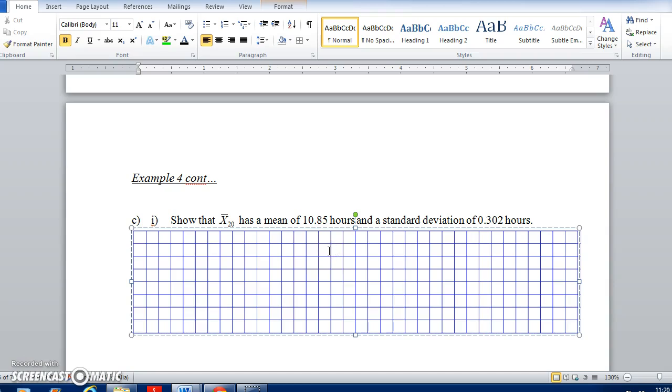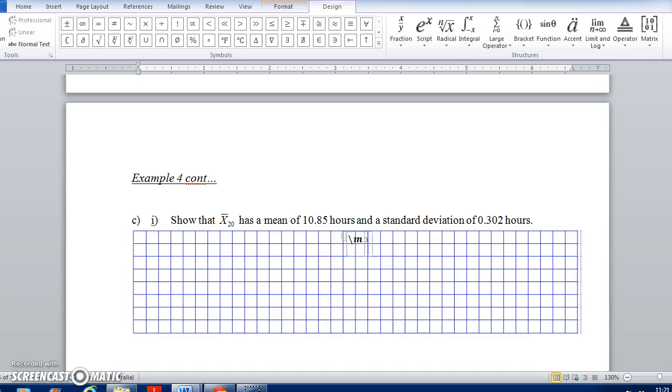So we need to show that X bar has a mean of 10.85 hours and a standard deviation of 0.302 hours. So this is just a basic application of the central limit theorem. So we know that mu of X bar for 20 is going to be equal to mu, where that's the population mean, which is equal to simply just 10.85. So we've already done that one.